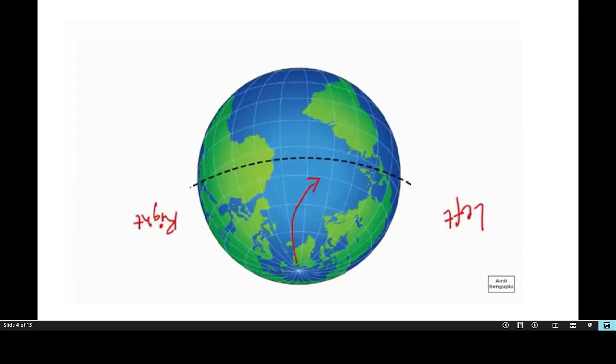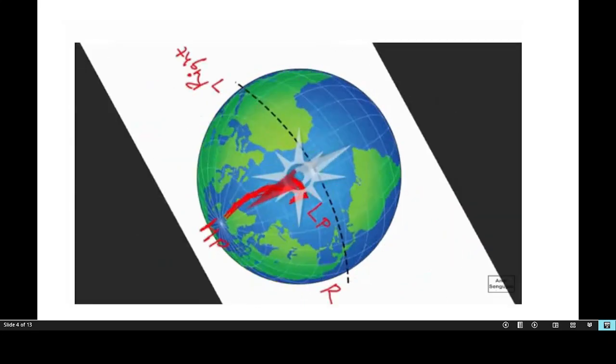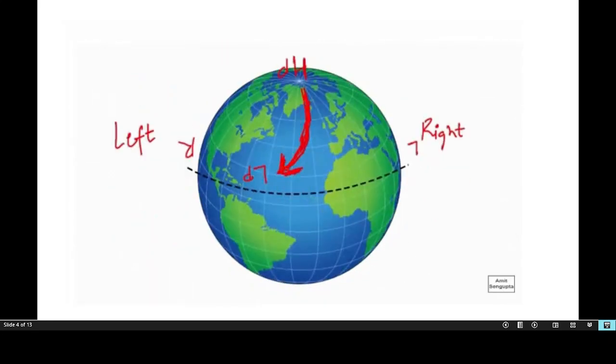Now you will be able to see that the air in the northern hemisphere curves to the right while moving from high pressure to the low pressure area. Similarly, in the southern hemisphere, the air is deflected to the left side while moving from high pressure to low pressure area. In this case, we don't have to rotate the picture.